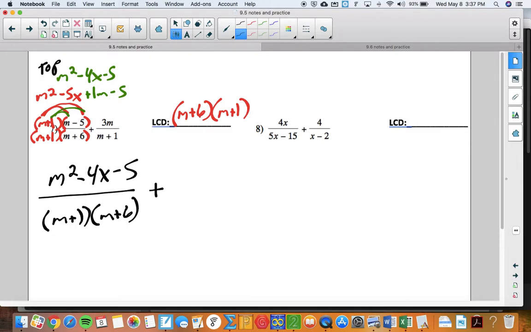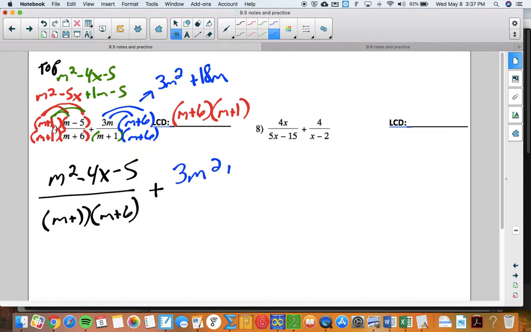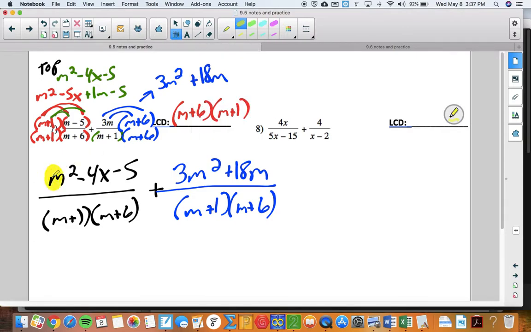That's getting added with, I need to still create that common denominator before I can add things together. So I need to multiply the bottom right by m plus 6. What I do to the bottom, I have to do to the top. So I'm going to distribute this 3m to both of those, and that gives me 3m squared plus 18m. So I have 3m squared plus 18m over that common denominator of m plus 1 times m plus 6. Now we can actually add these fractions together because they have a common denominator that we created.